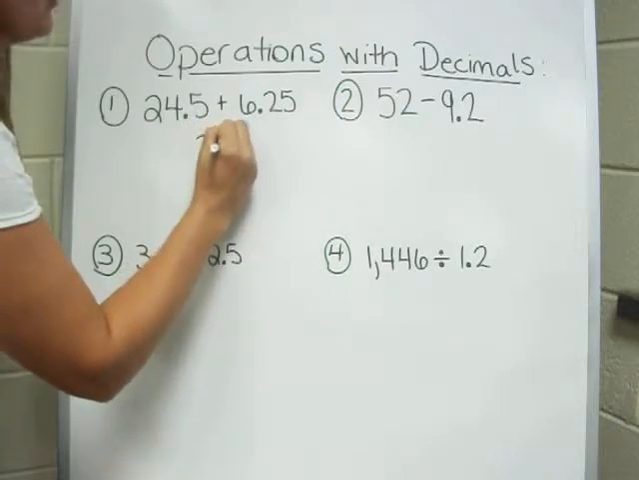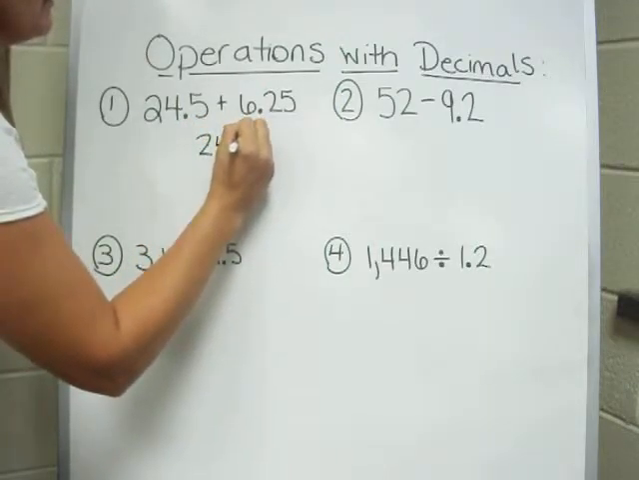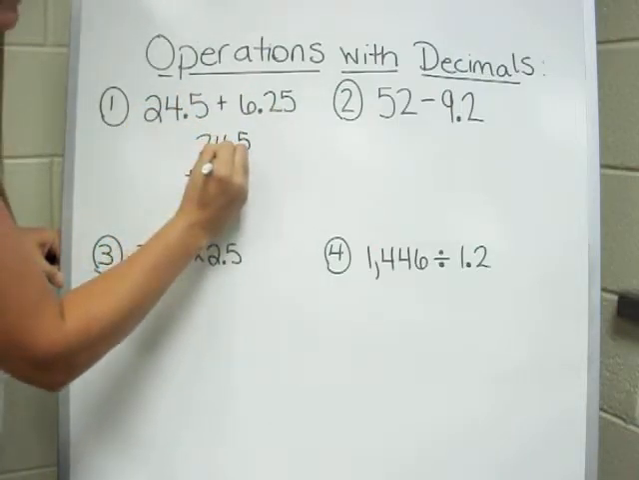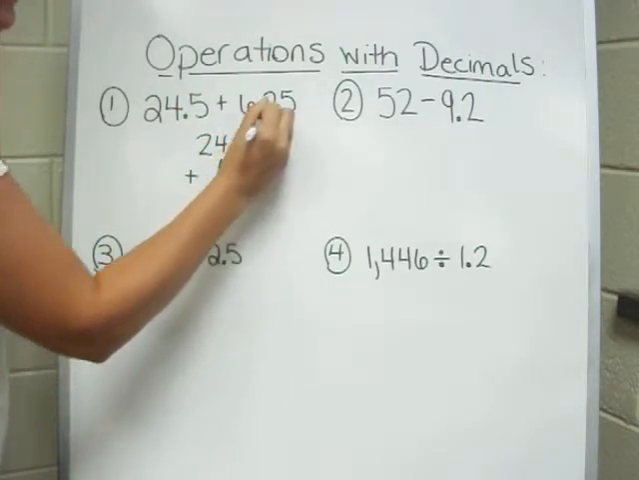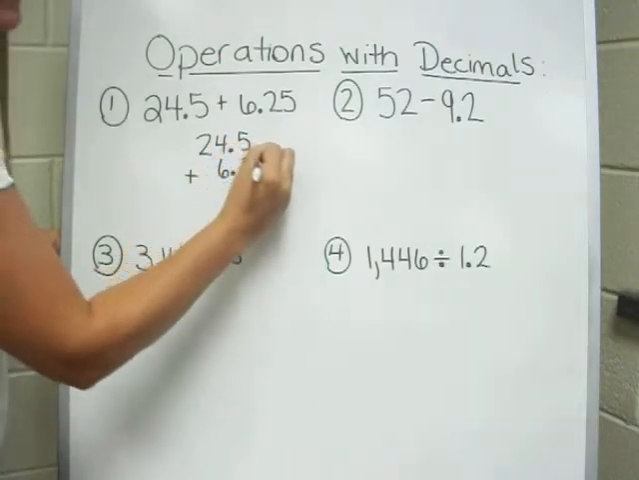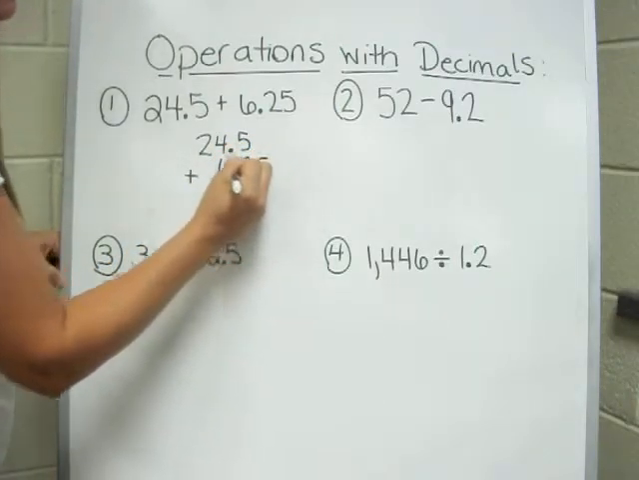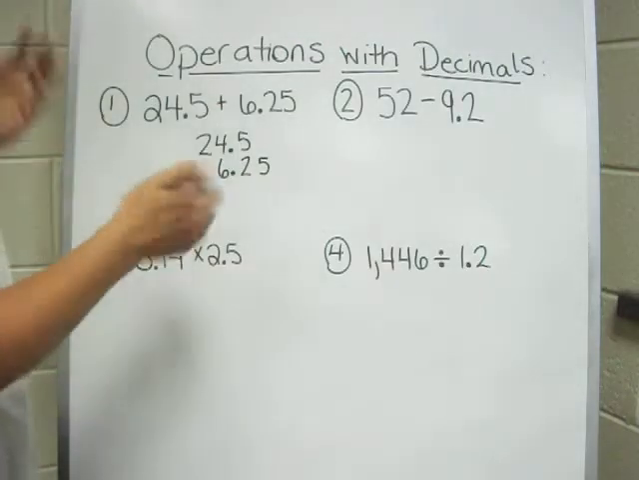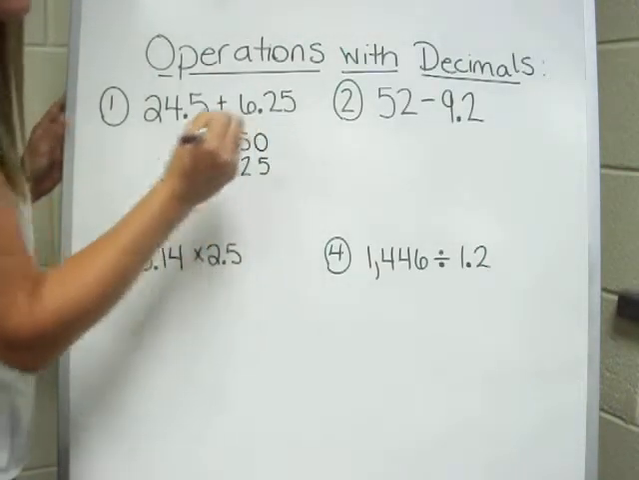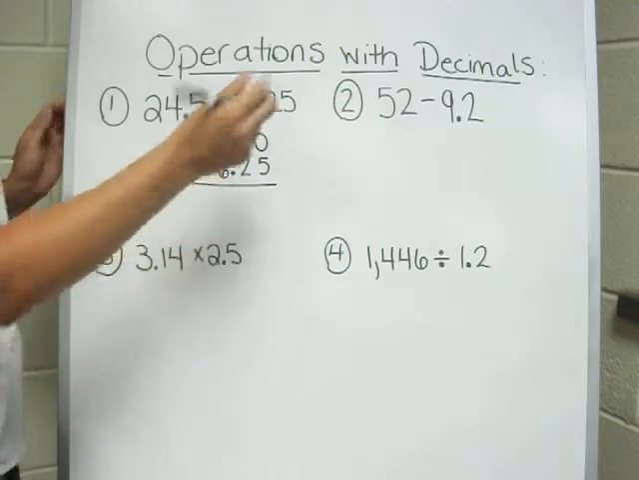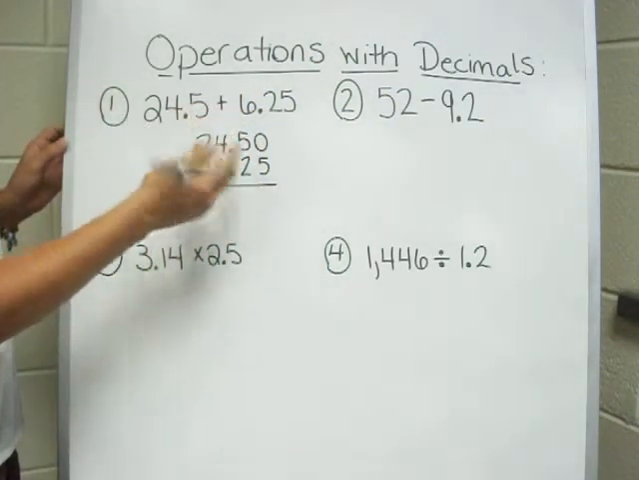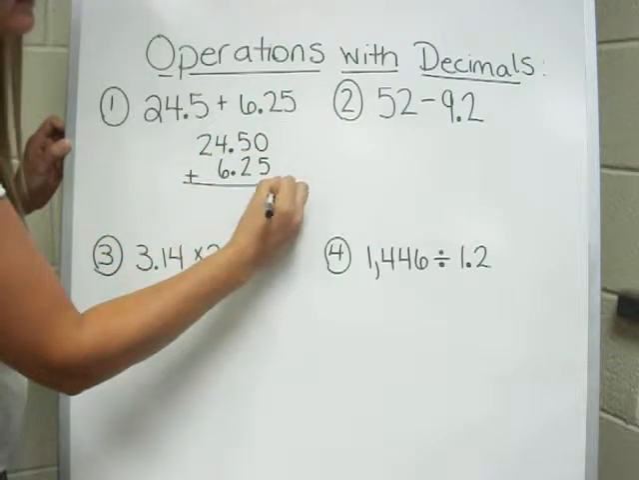So 24 and 5/10 plus, since 6 is in the ones place, I put that directly below the 4. 2 is in the tenths place and 5 is in the hundredths place. You can fill in with zeros here. It's not really necessary when you add, but when you subtract it will be necessary, you'll see. So we line up our decimal, line up our place value, and now we're able to add.